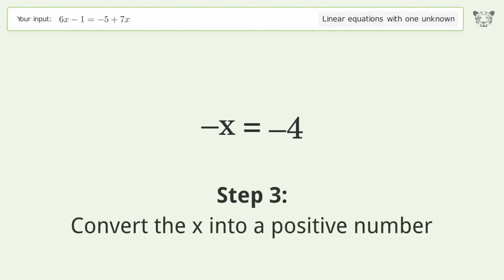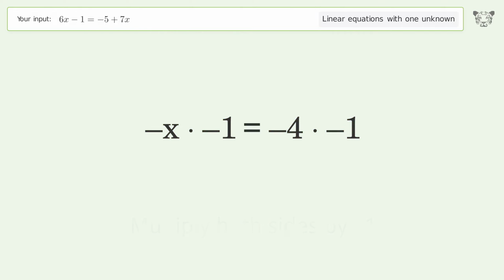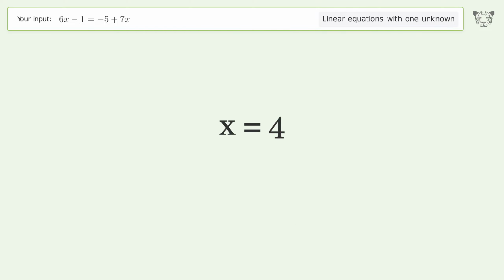Convert the x into a positive number. Multiply both sides by negative 1. Remove the 1s. Simplify the arithmetic. And so the final result is x equals 4.